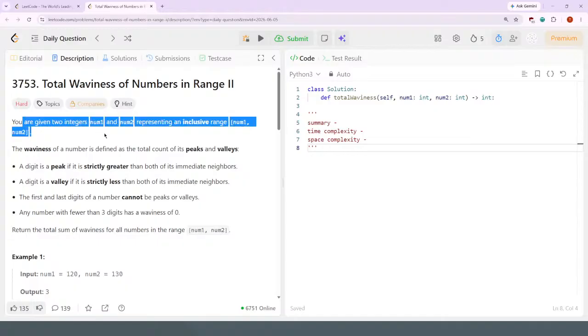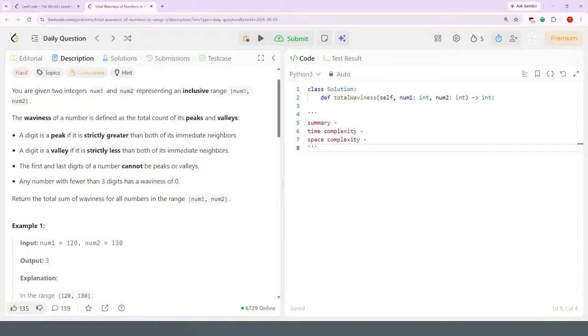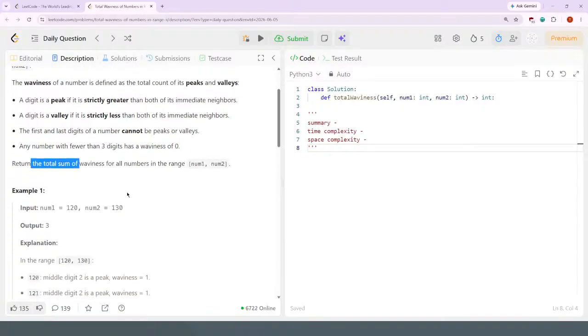You're given two integers, num1 and num2, representing an inclusive range, num1 to num2. The waviness of a number is defined as the total count of peaks and valleys. A digit is a peak if it's strictly greater than both of its immediate neighbors. A digit is a valley if it's strictly less. First and last digits cannot be either because they don't have two neighbors. Any number with fewer than 3 digits has a waviness of 0 because there's no middle digit. Return the total waviness of all numbers in the range.